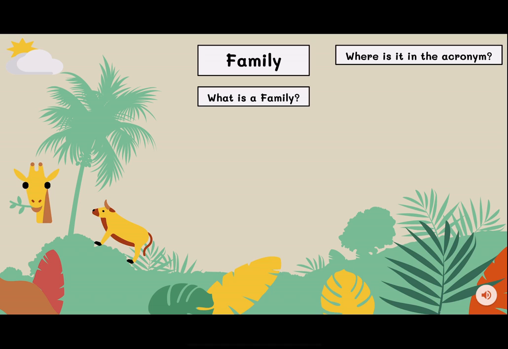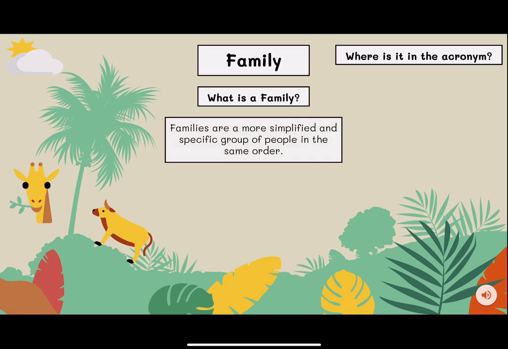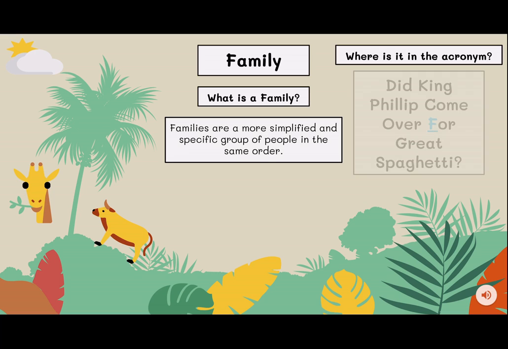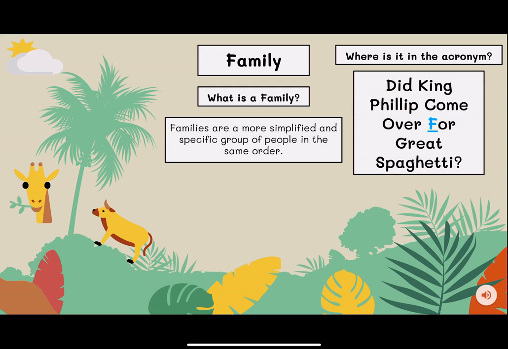The family. What is a family? Families are a more simplified and specific group of the people or organisms in the same order. Where is it in the acronym? Did King Philip come over for Great Spaghetti? It is the first letter of the sixth word in the acronym, because it is the sixth level in the taxonomy pyramid.